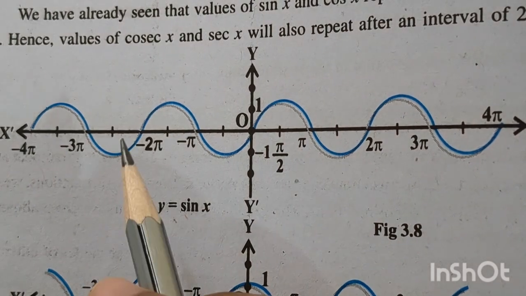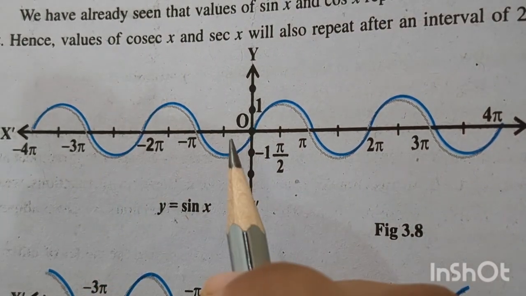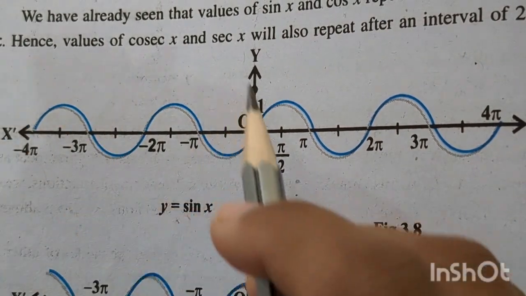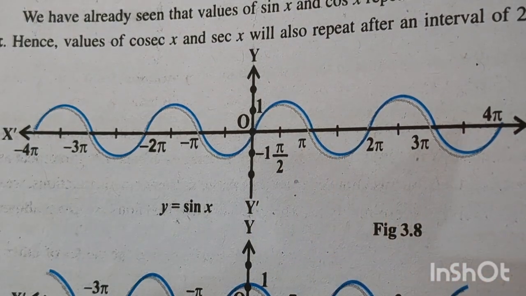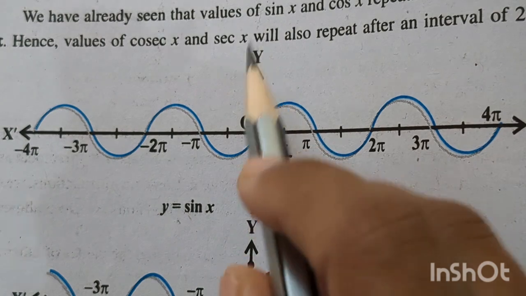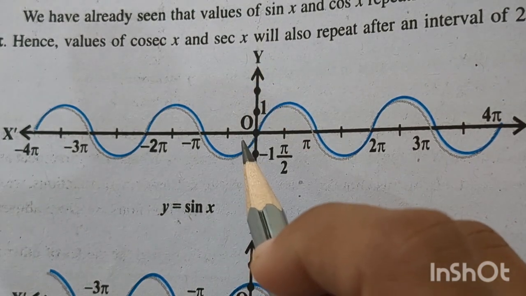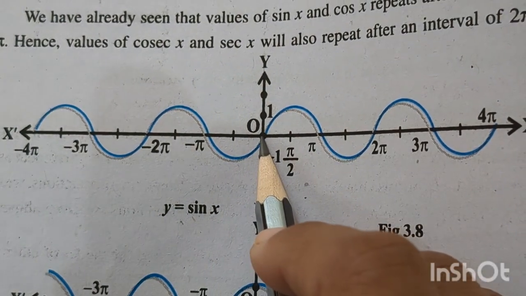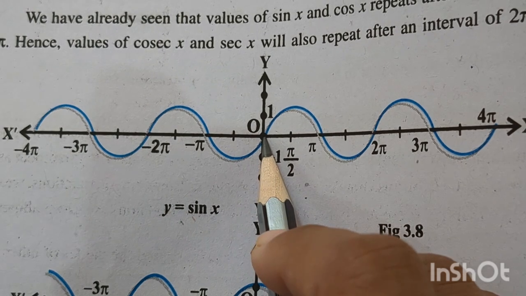And you see, the graph of sin x is shown here. This is how the graph of the sin x function looks. Here we have the x values, and here we have y, where y is equal to sin x. And you see, here sin x has a value of 0.